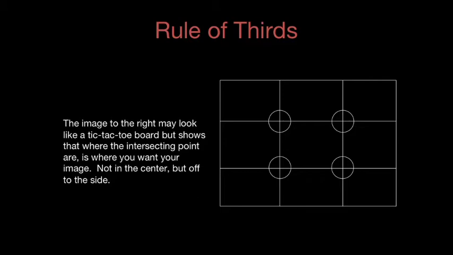So in the diagram on the right, we have the 4 circles that are showcasing where those lines intersect. So whatever your object is, you want it in one of those 4 areas. This pushes your subject away from the center and off to one side or the other, or towards the top or bottom of your frame.